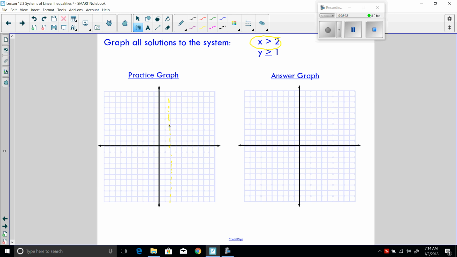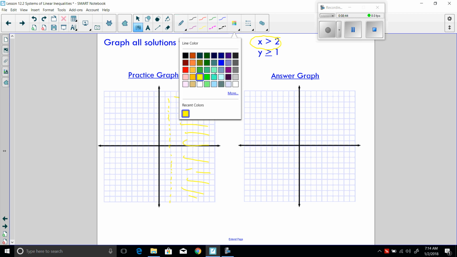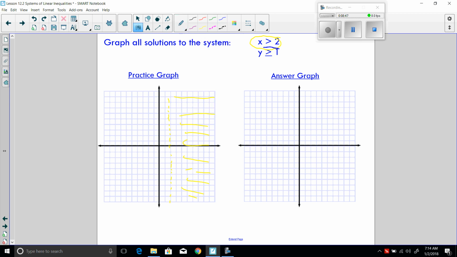And it's greater than 2. So where are the things that are greater than 2? To the right. So I shade everything to the right of that line. I'll do the other one in blue.